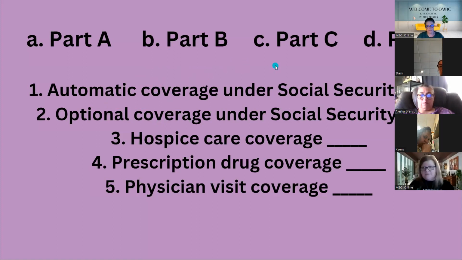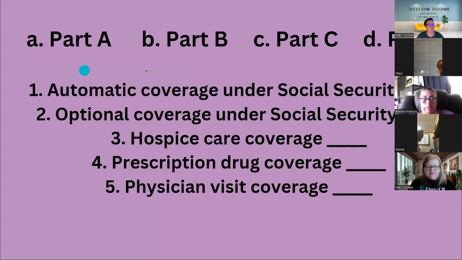You know what? I should have made myself a cheat sheet because, like I said, I've been Googling it really quick. Optional coverage under Social Security. So which one of these was optional where you could choose? Part C, that's right. It's an advantage to be able to choose, right? So Part C. So which one of these would cover hospice care? That would be Part B.